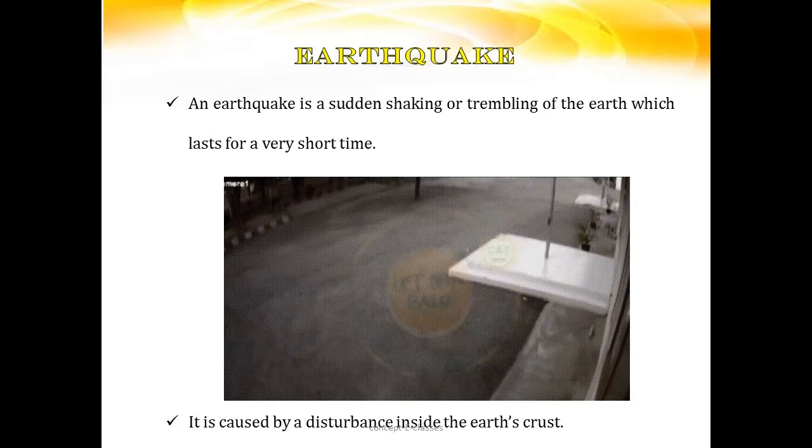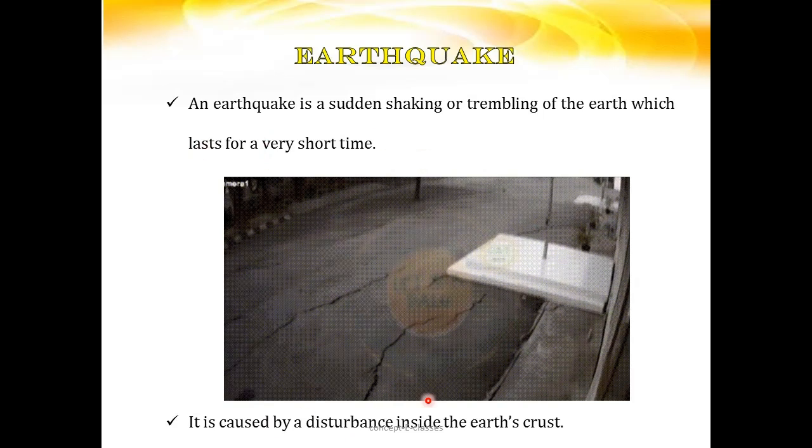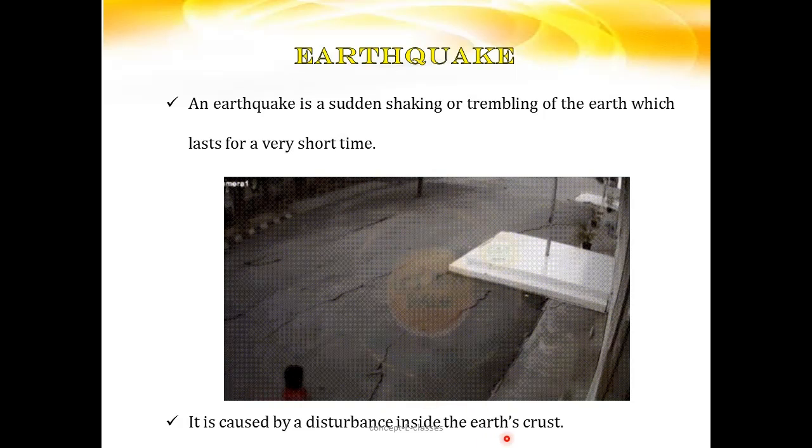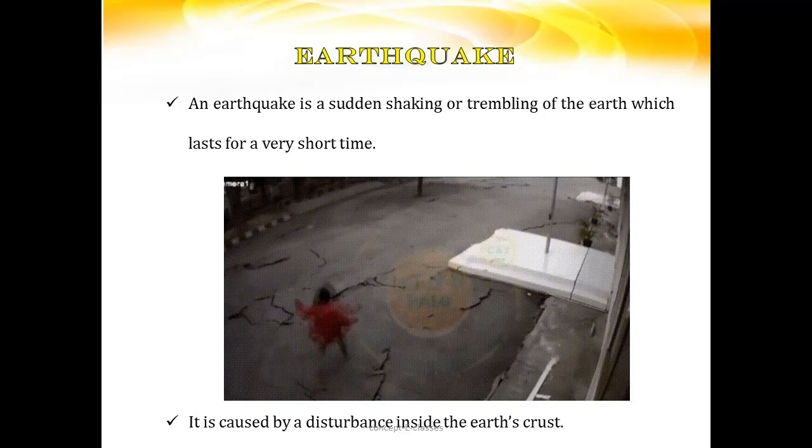Now let's study the next natural phenomenon, which is earthquake. What is an earthquake? An earthquake is a sudden shaking or trembling of the earth which lasts for a very short time. It is caused by a disturbance inside the earth's crust and it's impossible to predict the occurrence of an earthquake.